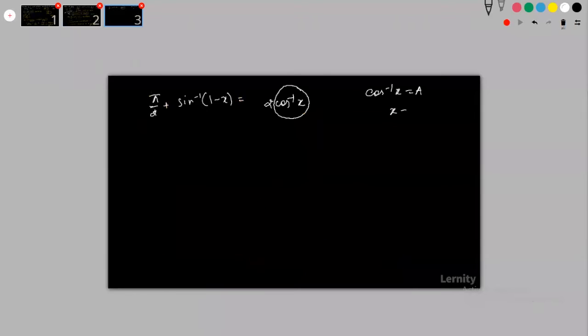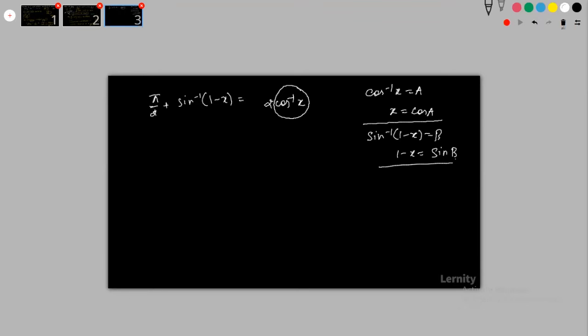So x is equal to cos a, right? And second thing, I can take sine inverse of 1 minus x as b. So 1 minus x is equal to sine of b. Okay. So these two things are fine. Now what I will do, I will take cos on both sides.